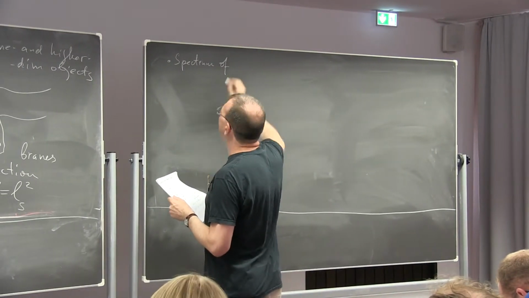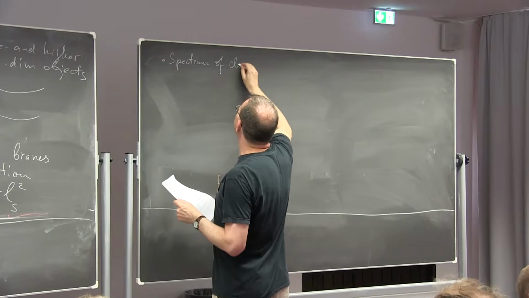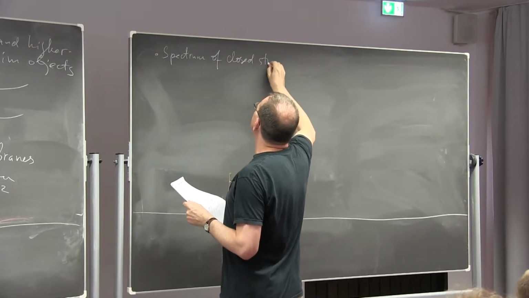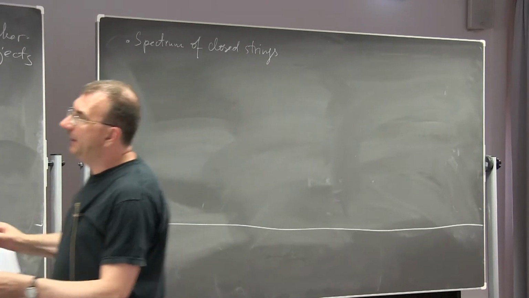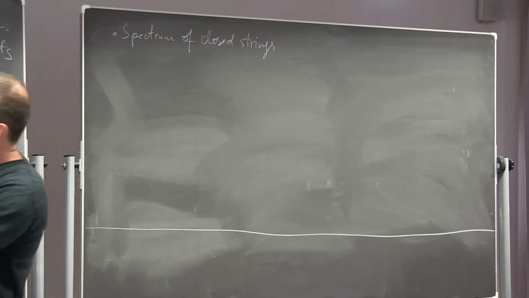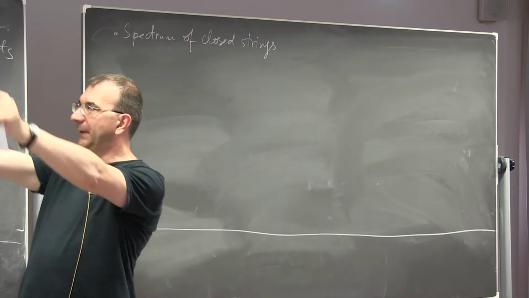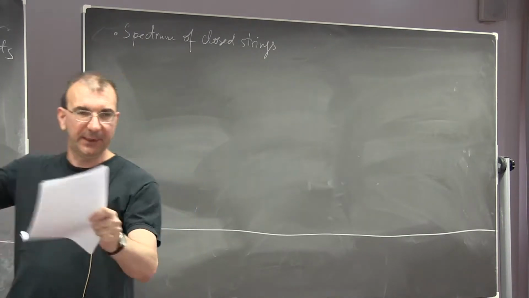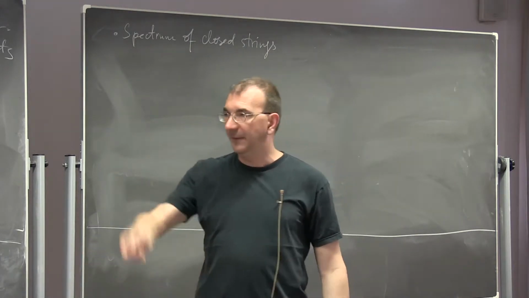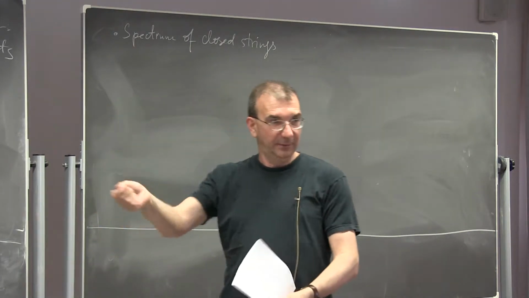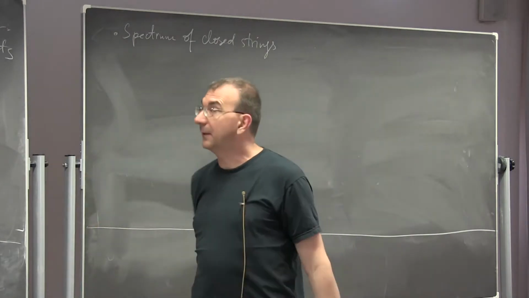And strings can be closed or open, so let's talk about closed strings. Now, the spectrum of closed strings, so what is it? This is an object, some energy distributed in space, so it can vibrate as a quantum object. You quantize it more or less like you quantize a typical classical string if you want to treat it as a quantum mechanical object.